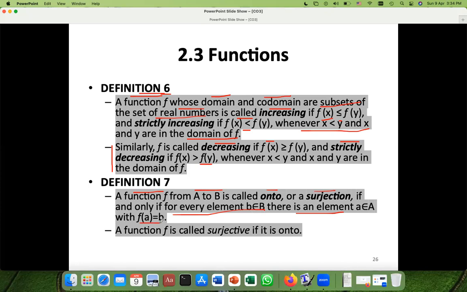And f of A equal to B is just giving you that idea. When you apply the function over A, you will have that B. Which means that for this B, you always have that element of A in the reverse direction. This is the element from set A for that B, but you have to consider from the B to A direction. Okay, this is also called surjective if it is onto.